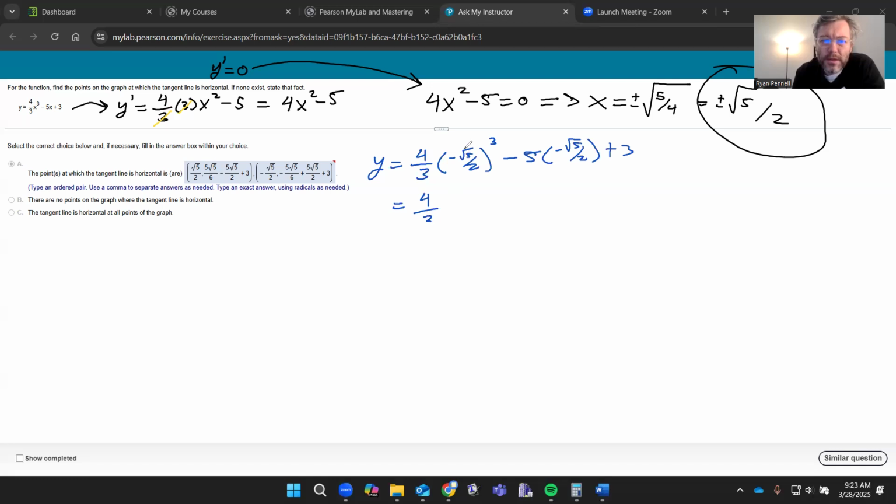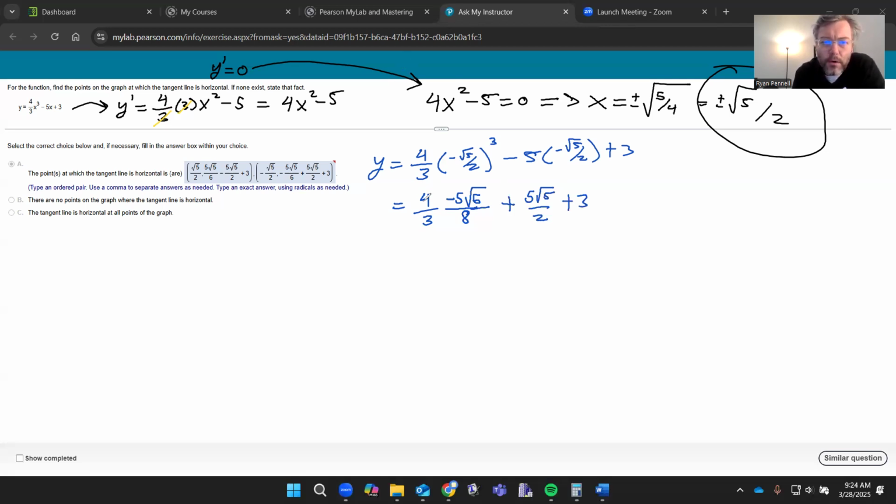4 thirds. So negative root 5 to the third would still be negative. You're going to get a 5 out of it because of the square. Then you'll still have a root 5 there because it's 3 times. And then 2 to the third is 8. And that looks like that can reduce. And I'll just leave that for another step. Negative 5 times negative is positive. It's going to give me 5 root 5 halves. And then I still just have a plus 3 over there.